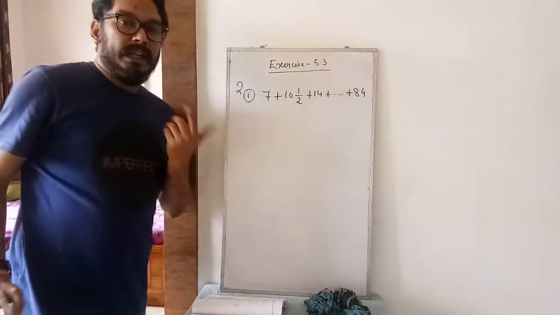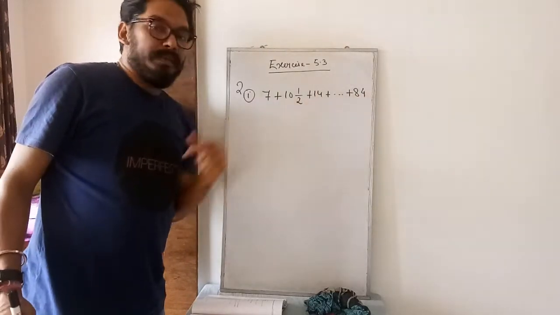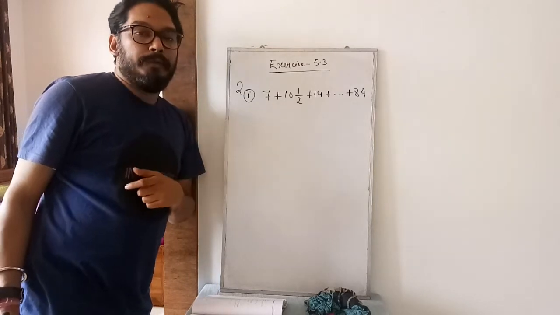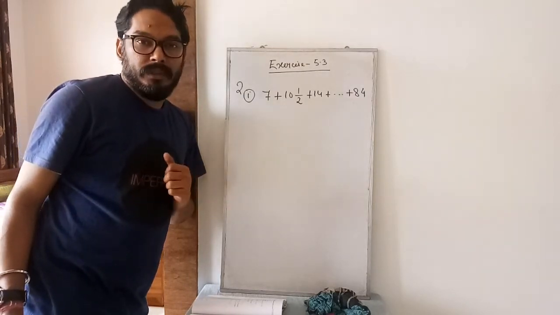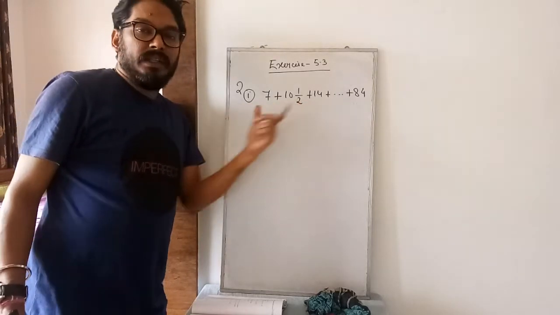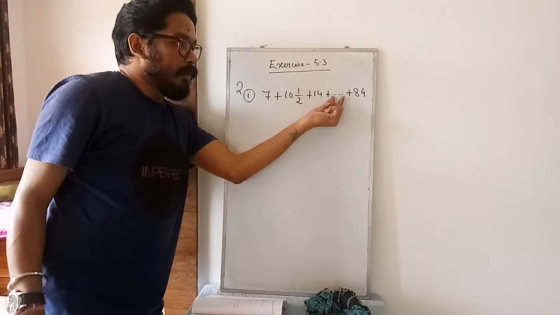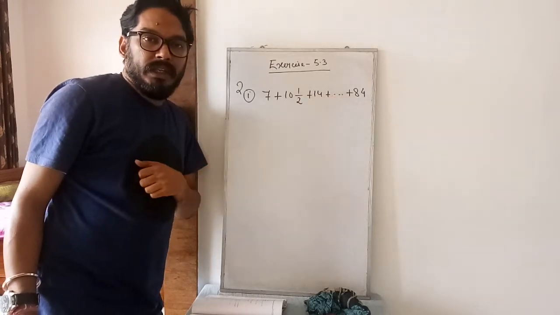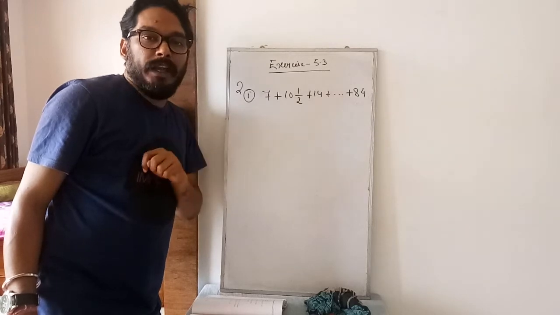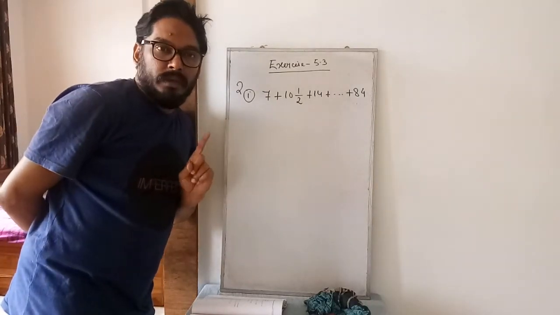So here I can go for the second formula, because the first term you know is 7 and the last term is 84. But the problem is you don't know the sum of how many terms, because you don't know how many terms are in this series. After 14 plus and dot dot, in between you can't say how many terms there are. So first you have to find the value of n, how many terms are there in this AP series.